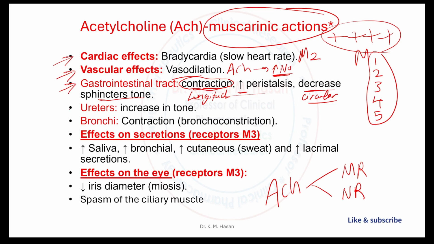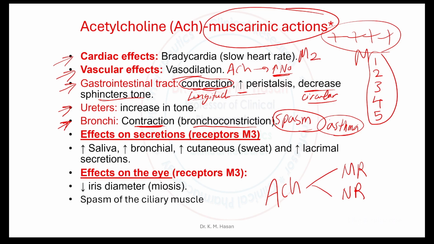And the uterus, acetylcholine increases the tone of the uterus. And in the bronchi, the result will be contraction of the bronchi, and this will lead to bronchoconstriction, another name, bronchospasm, the same. So this will worsen the situation for patients who suffer from asthma. Again, I will repeat it. If the patient suffers from asthma, stimulation of muscarinic receptor will worsen the situation, and the patient may suffer from severe or acute asthma. So acetylcholine worsens the case of asthma.